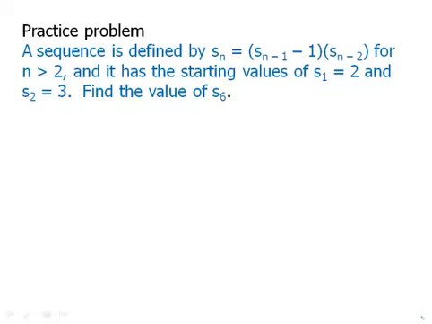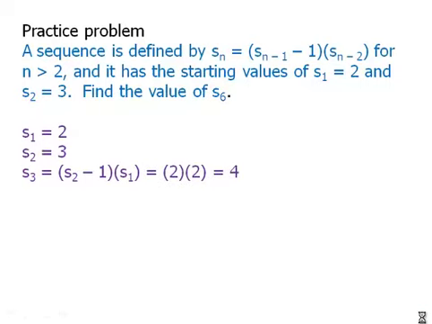So once again, there's no way to jump right away to the sixth term on the list. We have to find them in order. The third term, the fourth term, the fifth term, up to the sixth term. So these are our starting terms. The third term is going to be the second term minus 1, so 3 minus 1 is 2, times the first term 2. That's 2 times 2, which is 4. The fourth term is going to be the S sub 3, which is 4, so 4 minus 1 is 3, times the second term, which is 3. We get 3 times 3, which is 9.